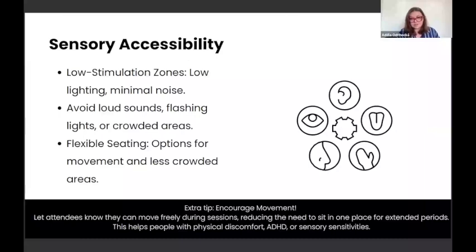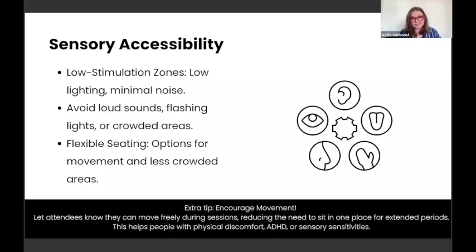This is very important. This might be harmful for individuals living with epilepsy, so you always need to make sure that you provide a flashing light alert beforehand. So those who are concerned can either leave the room or plan accordingly. You can also avoid crowded areas to prevent discomfort and offer flexible seating options.